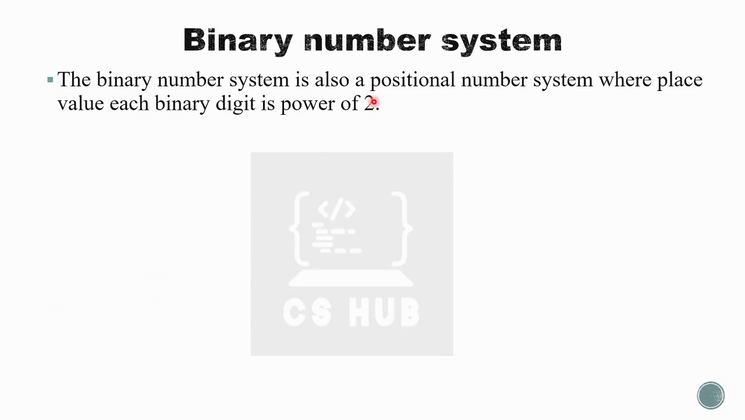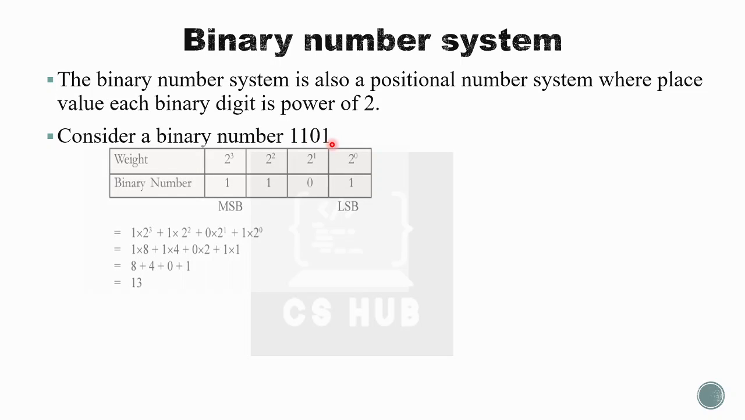Next, it is also a positional number system. In the case of decimal, the place value is powers of 10 because the base is 10. And of course, here the base is 2, so the place value of each binary digit will be a power of 2. Consider a binary number 1101. So 1101 is our binary number. Their place values will be 2 raised to 0, 2 raised to 1, 2 raised to 2 and 2 raised to 3. So here the leftmost one is the MSB and the rightmost one will be the least significant bit.